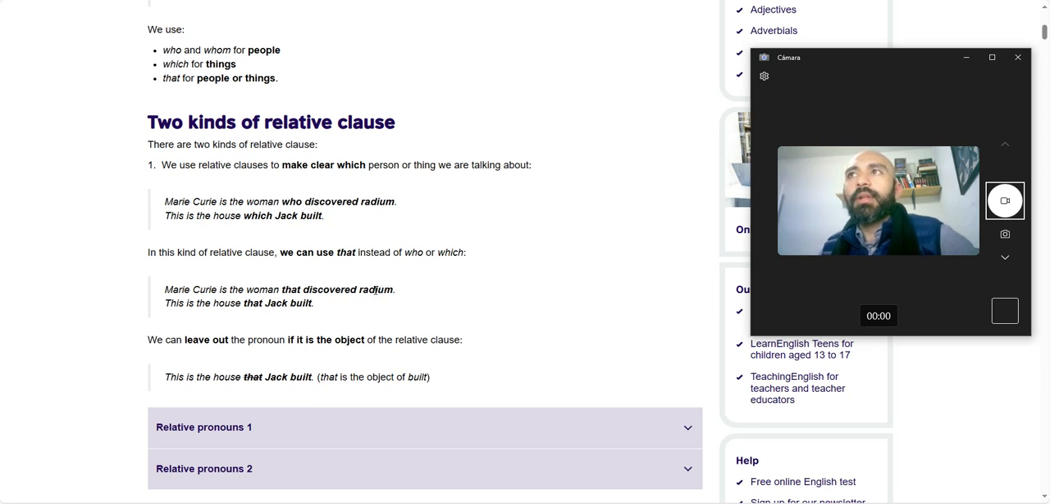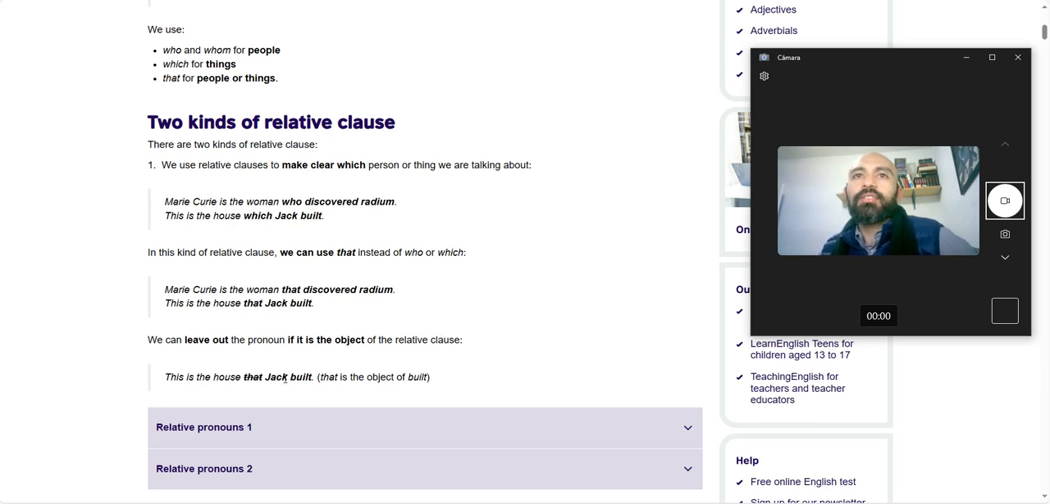However, with people, I would prefer to use who. It just sounds more natural to me. And with things, I would actually prefer to use that. This is the house that Jack built. Because which sounds kind of too formal for this. But it's a matter of taste. As long as you follow these rules and you don't use which for a person or who for a thing, you are totally fine.